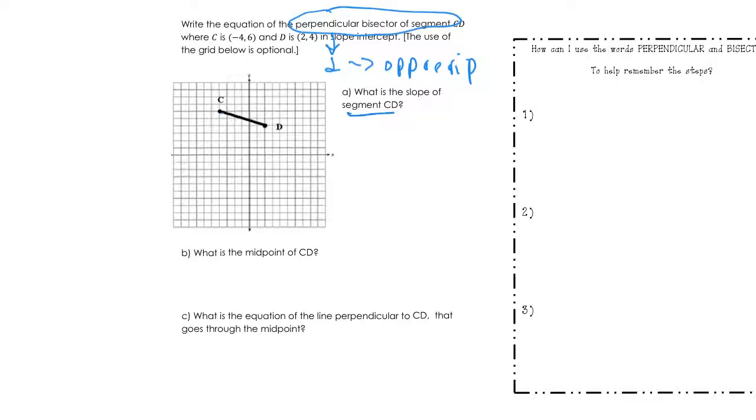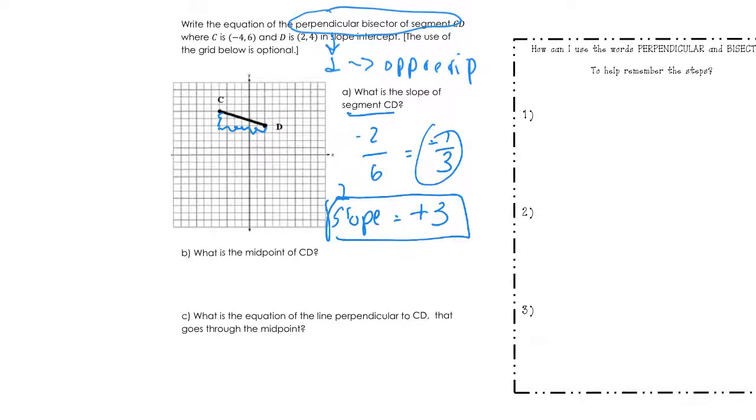The slope of CD is down 1, 2 over 1, 2, 3, 4, 5, 6, which is negative 1/3. I like to use the graph. You could also use the slope formula. So that means the slope of the perpendicular bisector needs to be perpendicular. The perpendicular slope to negative 1/3 is positive 3 over 1, or just positive 3. So I know my new line has a perpendicular slope, which means it has a slope of 3.